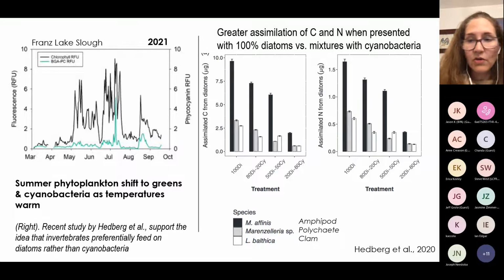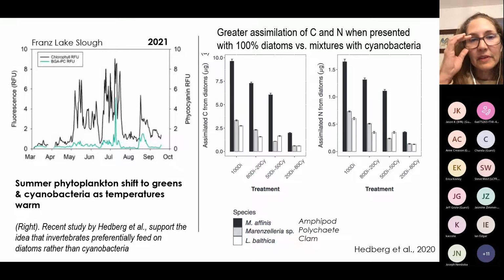So in general, over the time series, the years we've been looking at this, from 2011 to 2021, we consistently see that early in the season you have these nice big diatoms, then they shift to smaller diatoms or different species. And then by the summer and into the fall, you get a shift to greens and cyanobacteria. So you go from bigger species to smaller ones and presumably less nutritious over the course of that period.